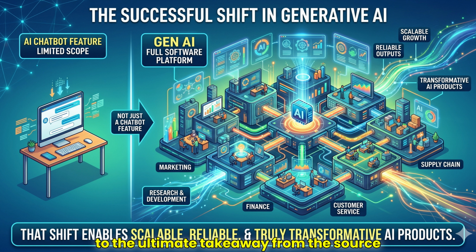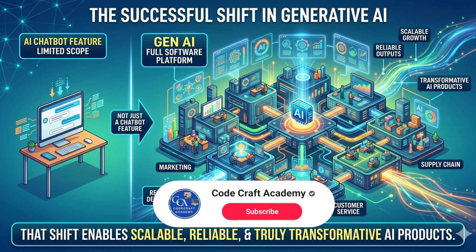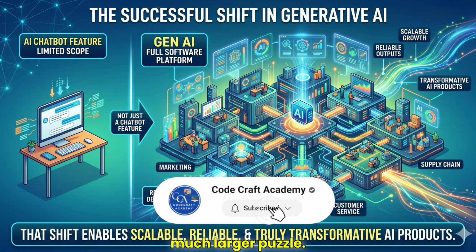Which really brings us to the ultimate takeaway from the source material today. To quote the consensus, the companies succeeding with AI today are treating generative AI as a full software platform, not just a chatbot feature. It is so true. Real production readiness demands an entire ecosystem of robust software engineering built around the model. It requires serious performance optimization, complex retrieval databases, strict moderation guardrails, and sophisticated agentic workflows. Simply calling an LLM API, that is just one tiny piece of the much larger puzzle.